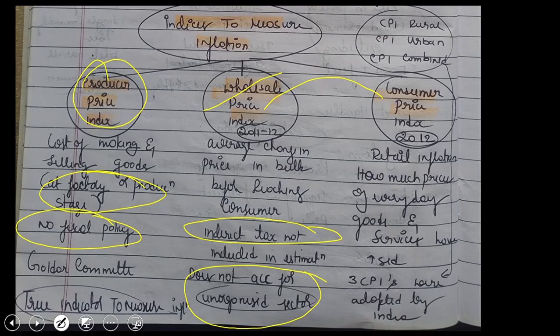Coming to the consumer price index, here we as customers purchase goods from the shop, right? That is at the retail level, so it is called retail inflation. Here, through this we can make out how much the price of everyday goods and services increases or decreases. As per the government of India, three CPIs were adopted: CPI rural, CPI urban, and CPI combined.